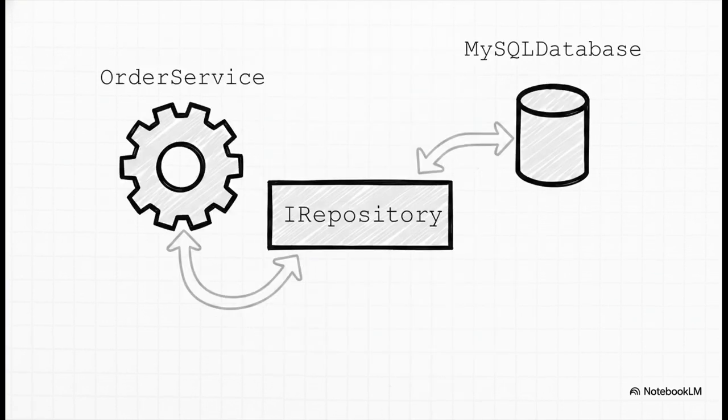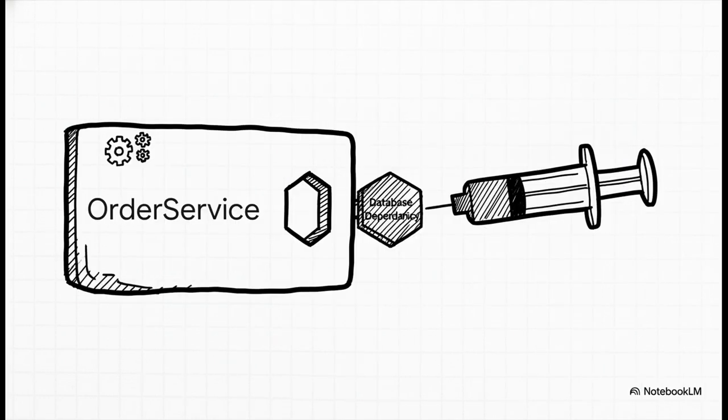And now, look at the after. This is beautiful. The arrow, the dependency itself, has literally flipped around. It's been inverted. See, now the order service doesn't know about MySQL at all. It only knows about this generic contract, this interface, let's call it IRepository. And then the MySQL database comes along and says, hey, I promise I know how to be an IRepository. The order service is completely clueless about what database it's talking to, and the best part, it doesn't need to care.